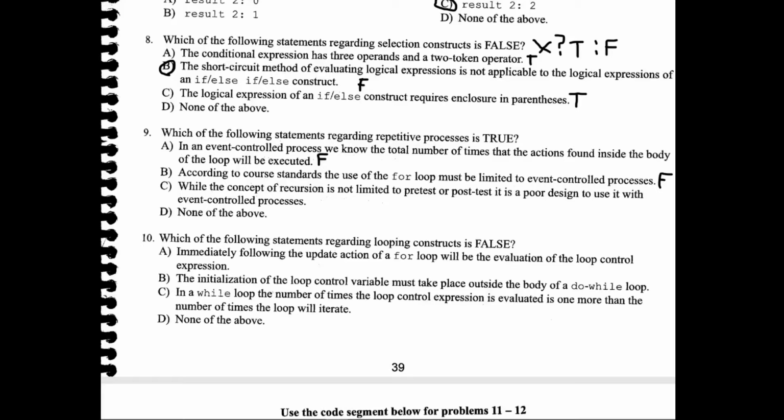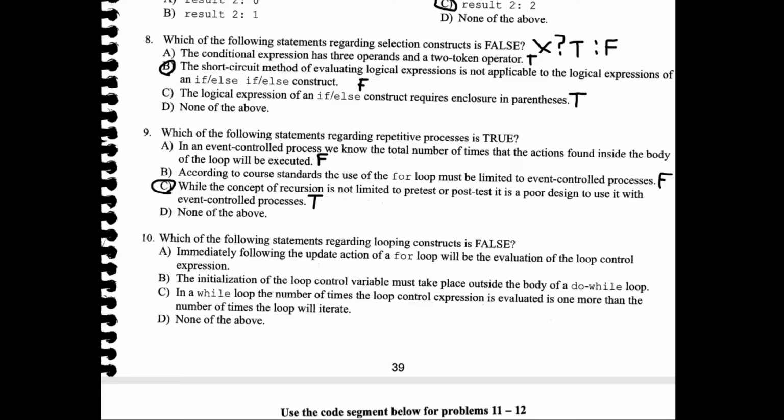And then C, while the concept of recursion is not limited to pretest or post-test, it is a poor design to use it with event-controlled processes. That is true, because recursion, when used with an event-controlled process, can continue executing much longer than intended if the event that is controlling it does not happen. And there is a limit on recursion called a stack overflow that could be triggered if the event never stops the recursion. So the answer to 9 is C.